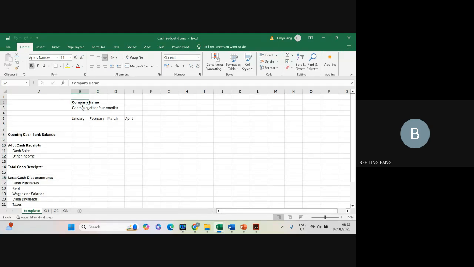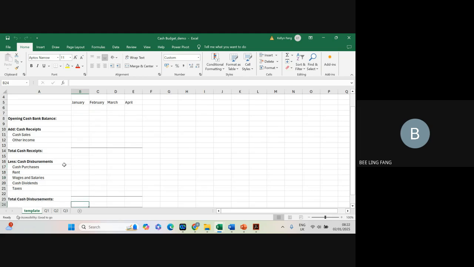You must have the company name and then the cash budget for, you know, they say how many months and so on. Then you have the opening cash balance, that means from previous, and then you got the cash received. Okay, so cash receipts, for example, you have cash sales, other income. Then you have to total it. Okay, and then you have to minus the cash disbursement. So disbursement, as I just showed you, there are a few, like buying, purchase material, rent, and so on. So you have to add it also.